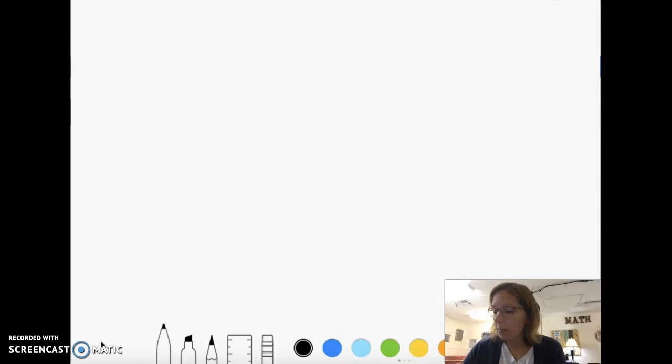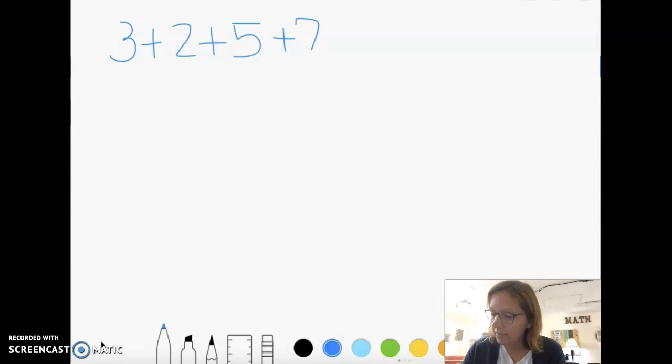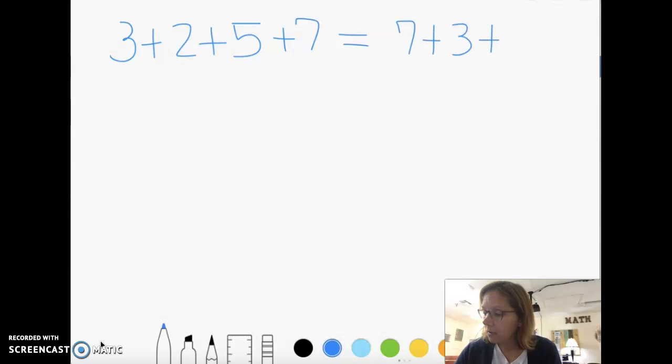That's the commutative property. For example, I could have 3 plus 2 plus 5 plus 7, and I'll get the same answer as if I had 7 plus 3 plus 5 plus 2. It doesn't matter that I've rearranged the digits. I'm going to get the same answer because they're all addition. And I'm using the order of operations, solving each problem from left to right, and that will get me the same answer for each side because it's all the same numbers and they're all being added.